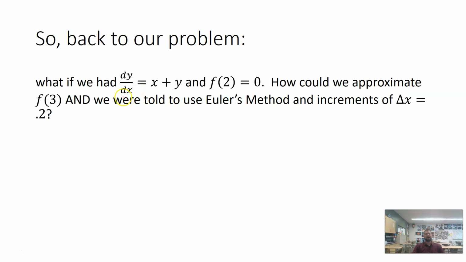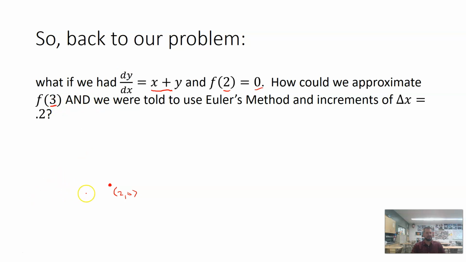So back to our problem, same one we had before. We've got dy/dx is equal to x plus y, and we know that f(2) is equal to 0. So I know the point (2, 0) is on the graph. Now, we're going to do a bunch of steps just so we can get used to it here, but I want to approximate f(3).